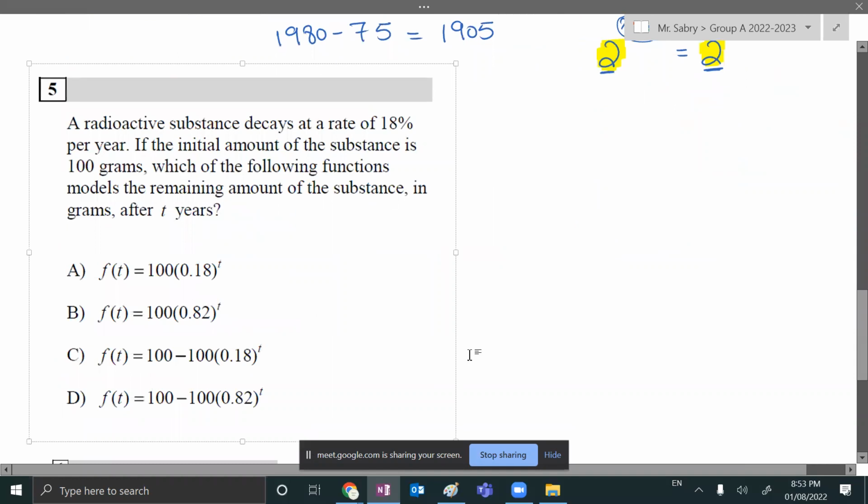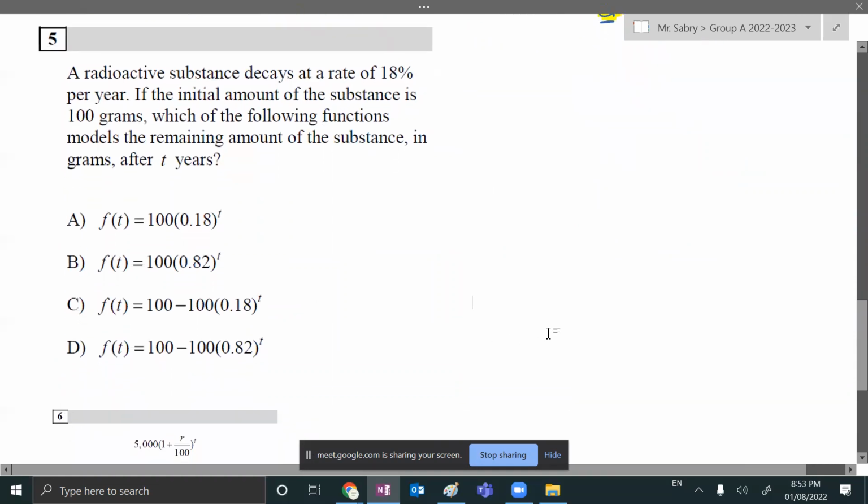Check out this one finally before we go to the test. A radioactive, actually not this one, the one after this. The radioactive substance decays at a rate of 18%. Now this is a different story. They don't double or they don't half. No, the rate is 18% per year. And they decay, so it decreases by 18% per year.